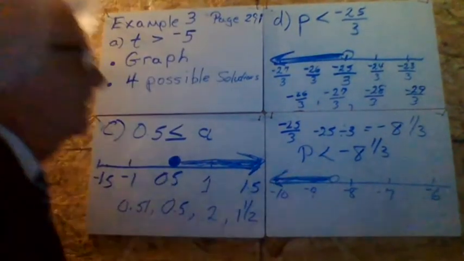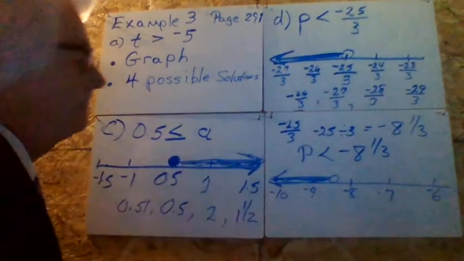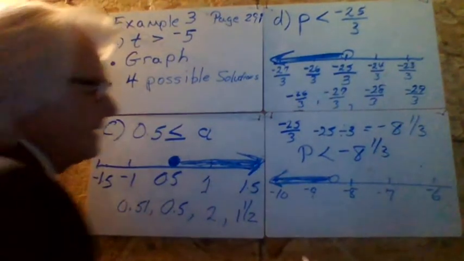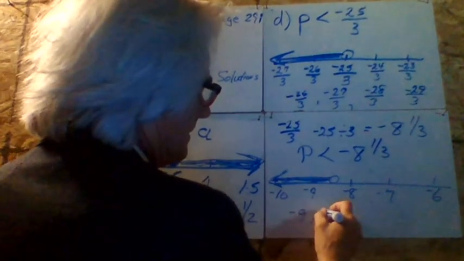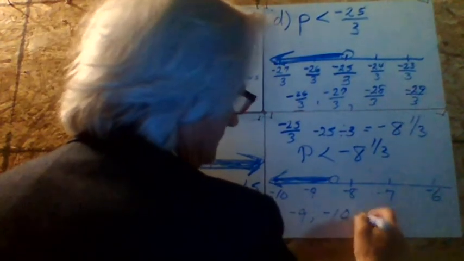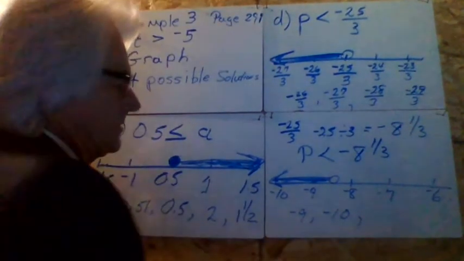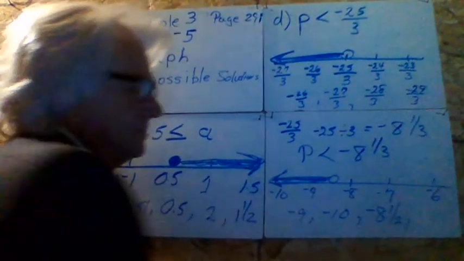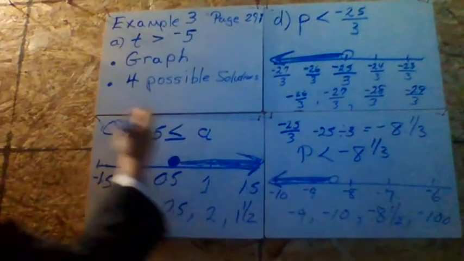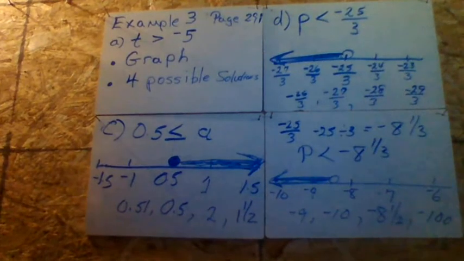So again, the same thing. My 4 possible answers could be negative 9, negative 10. What else could I have? I could have negative 8.5, or I don't know, negative 100. Way, way out here. But it all works. All right.